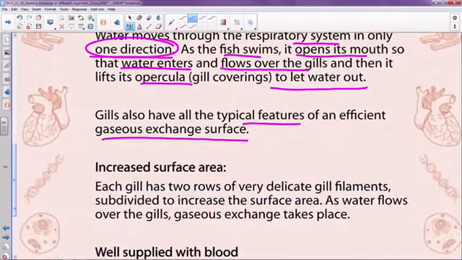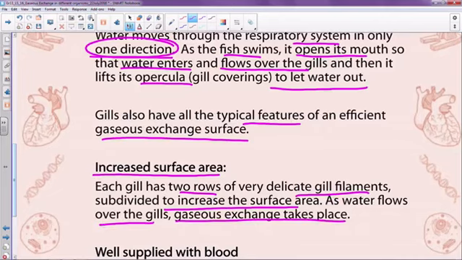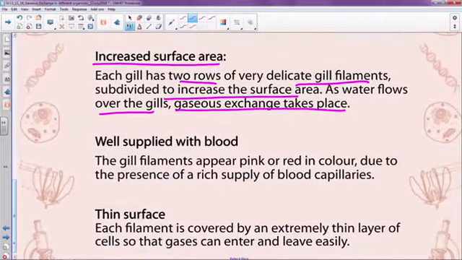So the gills have an increased surface area. Each gill has 2 rows of very delicate gill filaments, and these are subdivided to increase the surface area. As water flows over the gills, gaseous exchange takes place. So they sort of sweep through and filter the water, and through that, exchange of gases occurs.